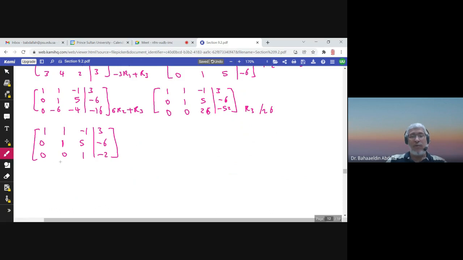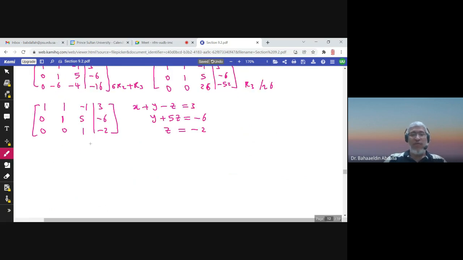So now I reached the row echelon form, so I can write the equations. And actually we have here a unique solution. We have the value of z, back substitution. We put it in the second equation. This is -10. If you take it to the other side, it would be 10. 10 minus 6 is 4. This is the value of y.